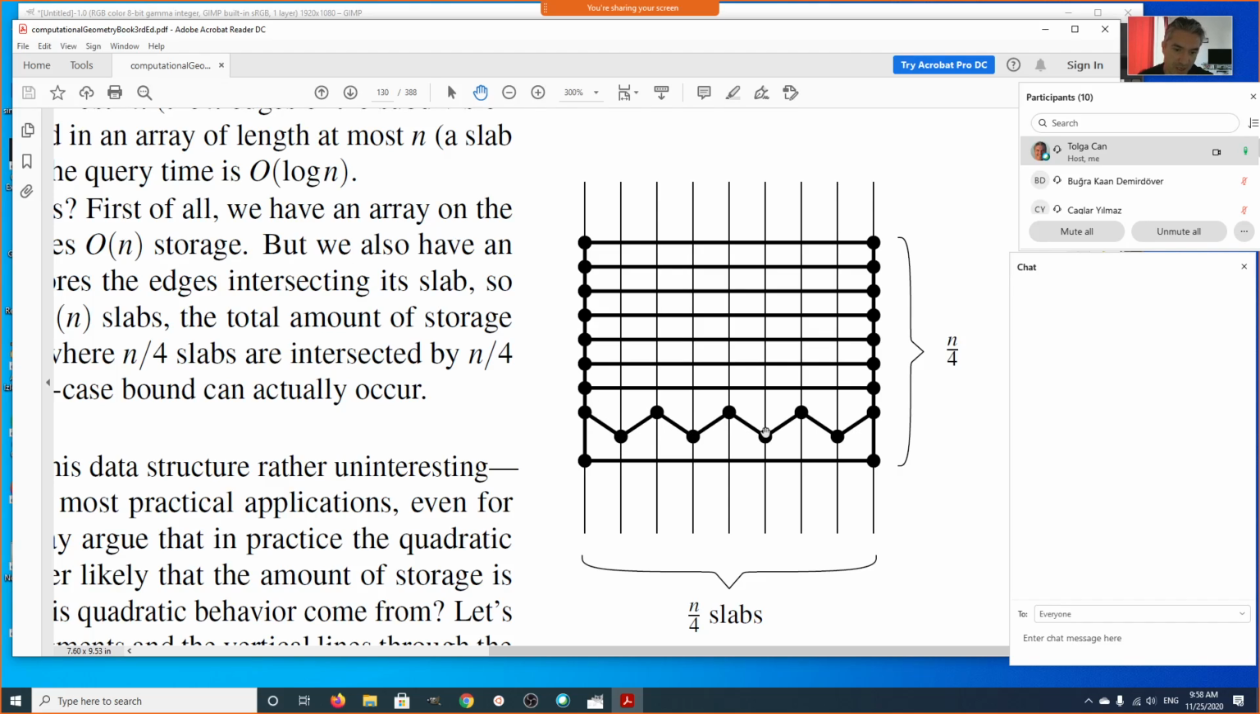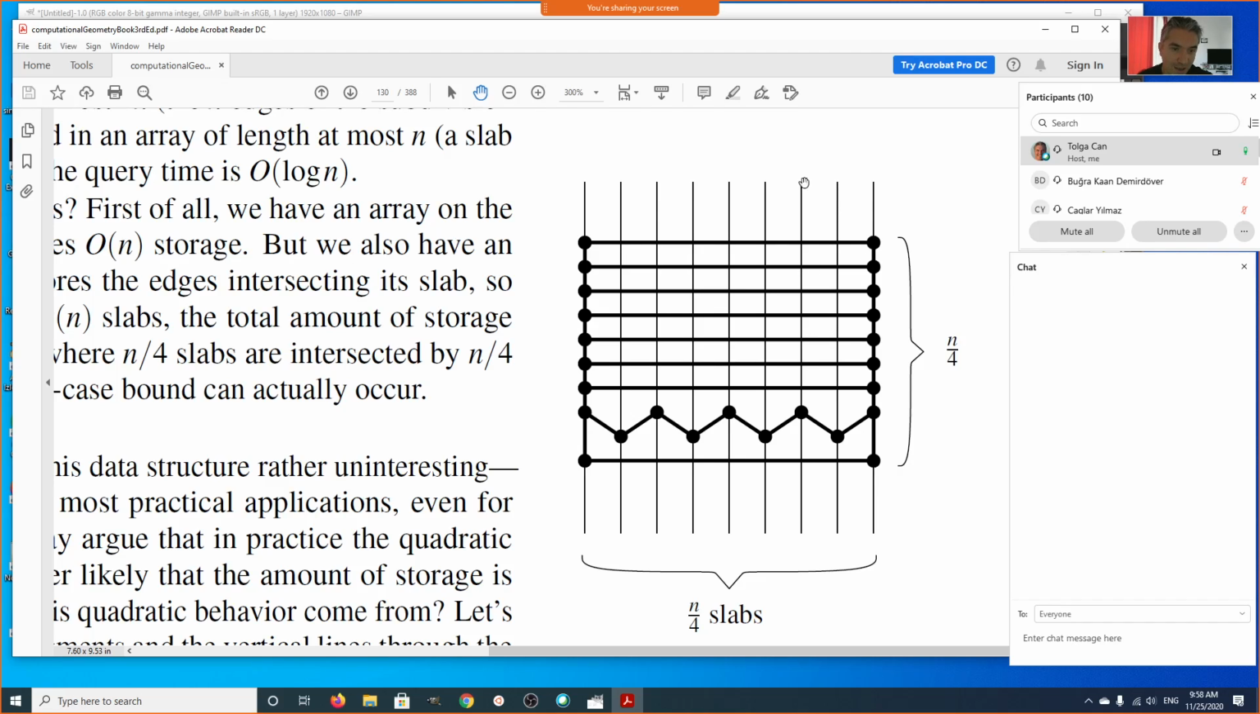Imagine we have n over 4 vertices that are here, and the other n over 4 are arranged like this. As we extend vertical lines from each of these vertices, we will be introducing a lot of new intersection points with the previous edges. There is no such vertex in the original planar subdivision.